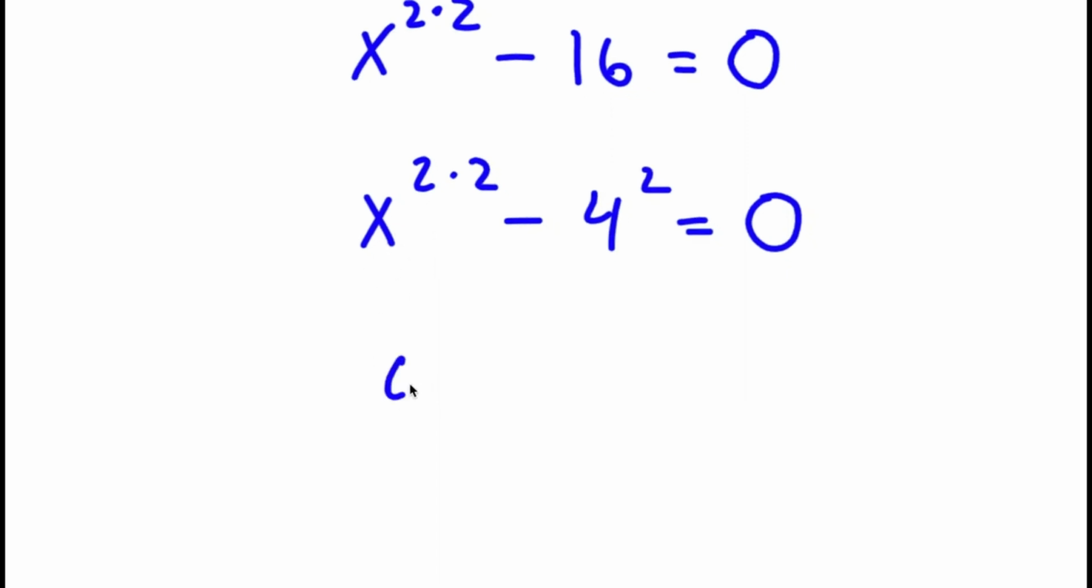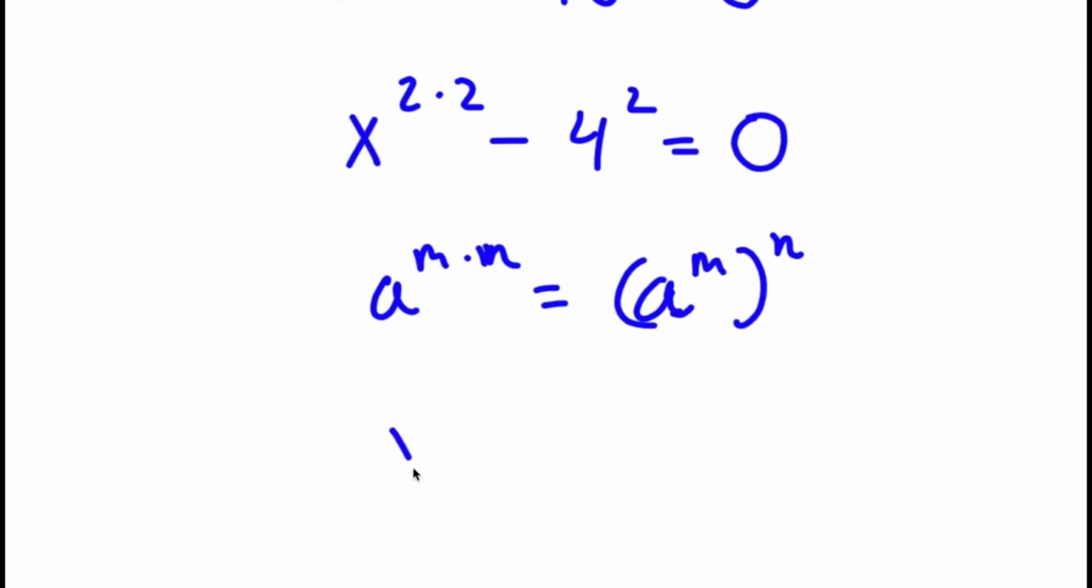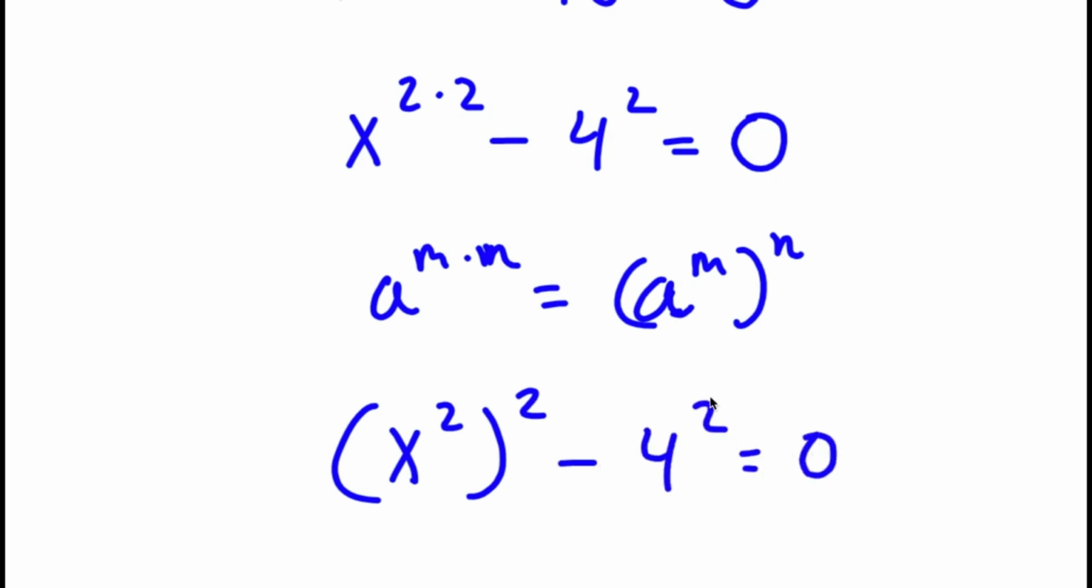Now if I have something in the form a to the power of m times n, this is equal to a to the power of m to the power of n. So in this case, x to the power of 2 times 2 I can rewrite as x to the power of 2 to the power of 2 minus 4 to the power of 2 is equal to 0.